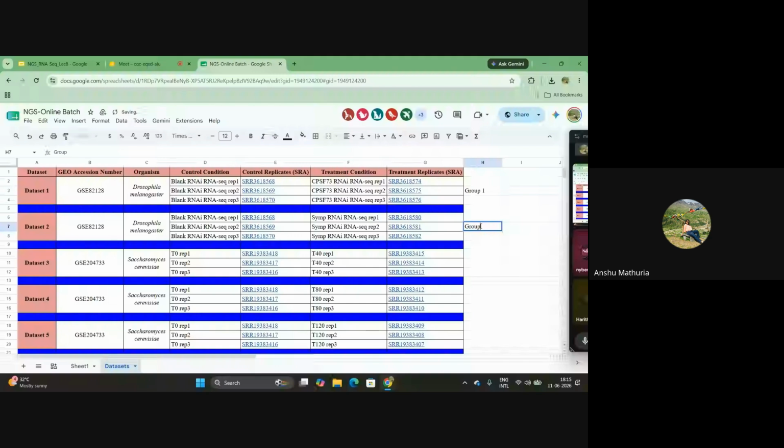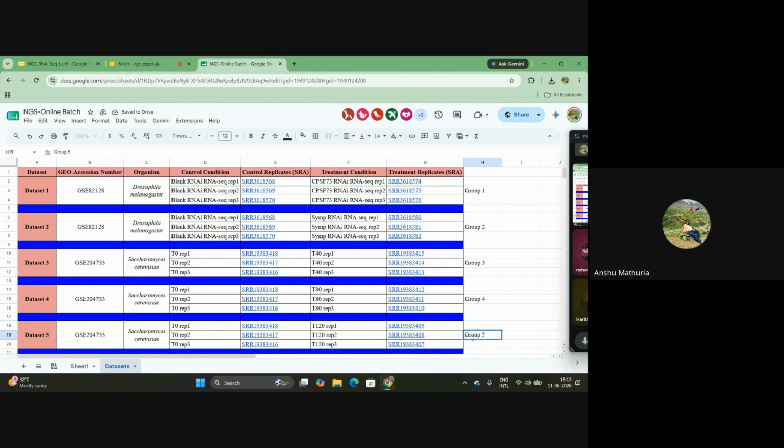Now just to distribute, we have 5 groups, right? Group 1, group 2, group 3, group 4 and group 5. So the same thing will follow. The first data set will be given to group 1. Second data set is going to be group 2. Third data set is going to be group 3. Fourth is group 4. And fifth data set is going to be group 5.